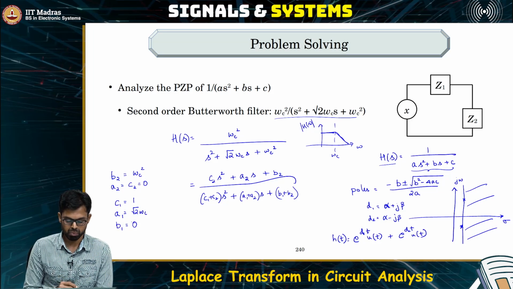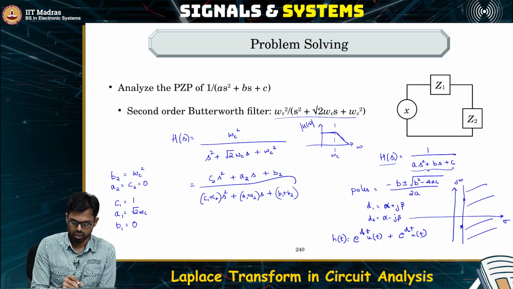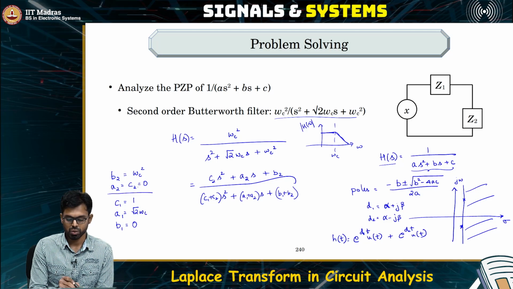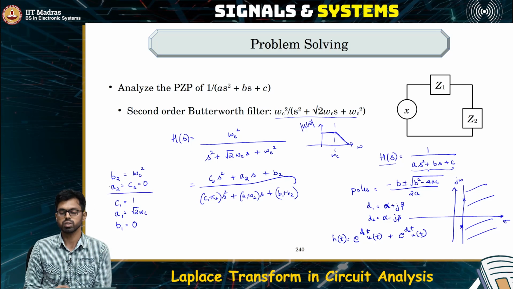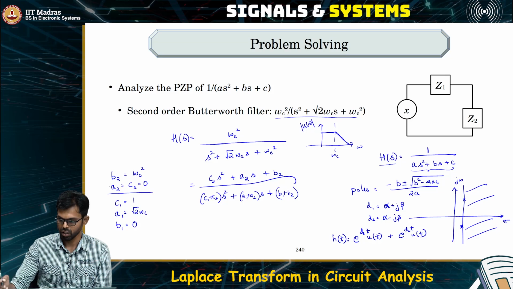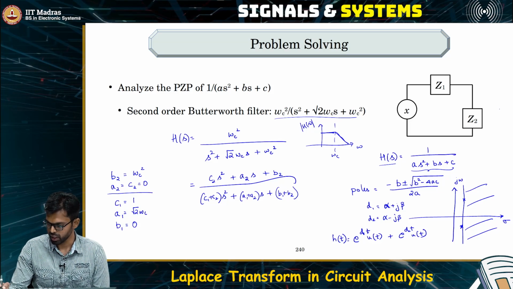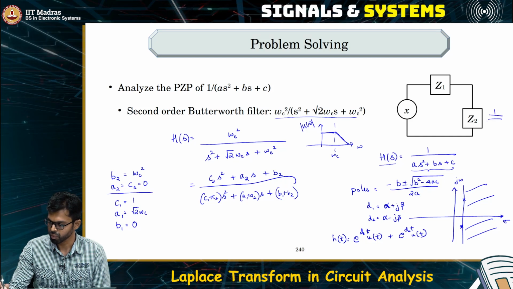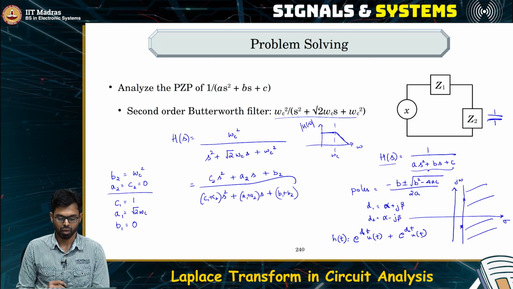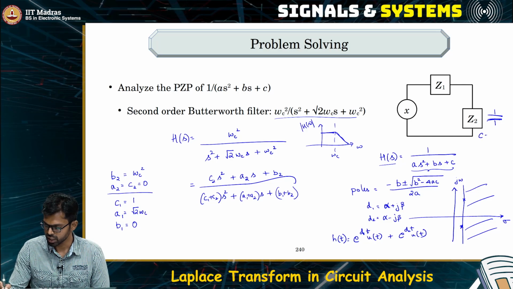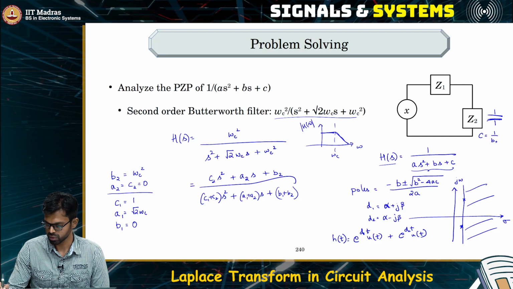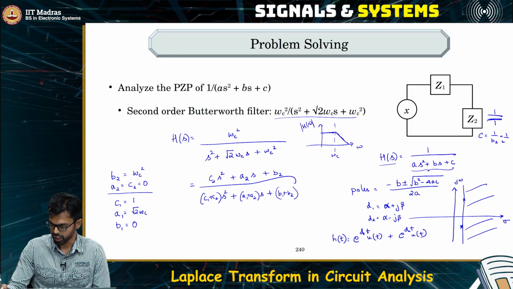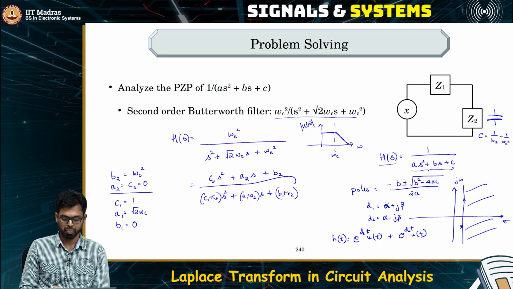If this is one possible choice, then what are the components? Let's talk about this component. What is Z2 first? For Z2, A2 is 0, C2 is 0, and B is the only term which is non-zero, which makes this a capacitor. So we have to have a capacitor here such that C is 1 by B2. The capacitance value is 1 by B2, which is 1 by omega c square.